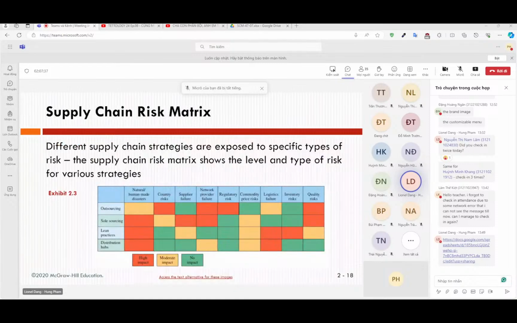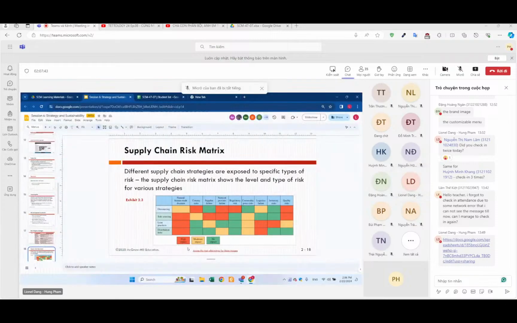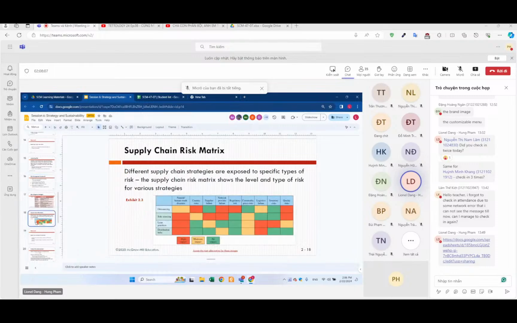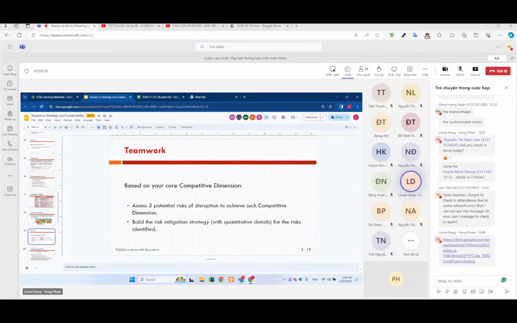Okay, so this slide number 18, it's the same. So basically this one is to assess the risk, whether it's high or low impact. So is what we discuss here. Identify the source of potential disruption and assess the potential impact of the risk. This is the number 2, this table. Exhibit 2.3 is basically to make the ranking to see that risk is high or low.